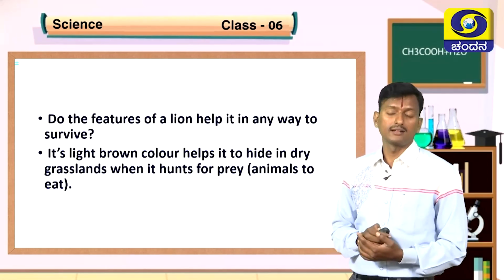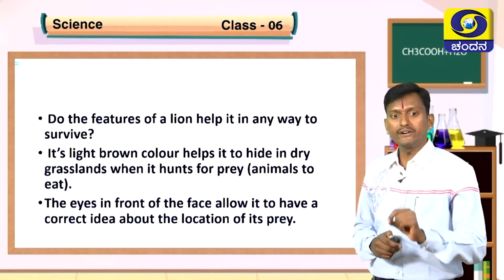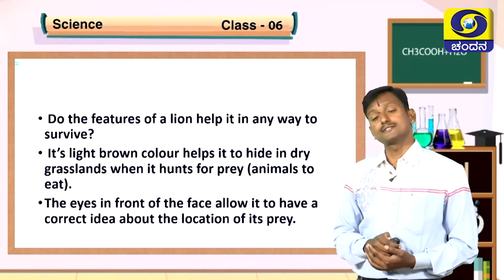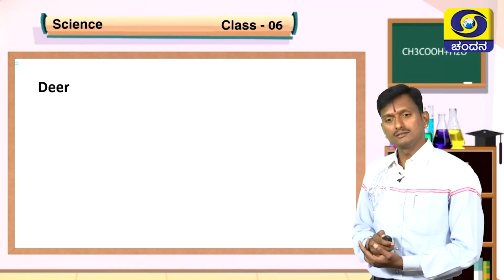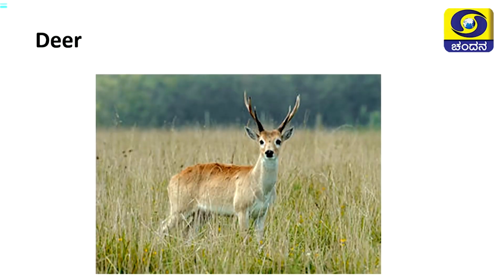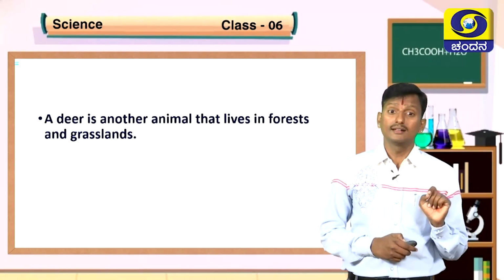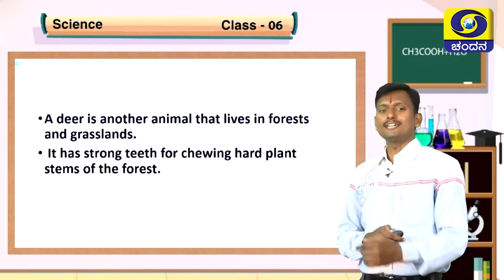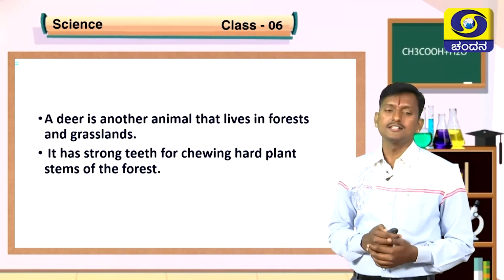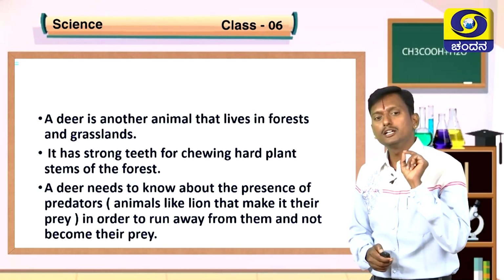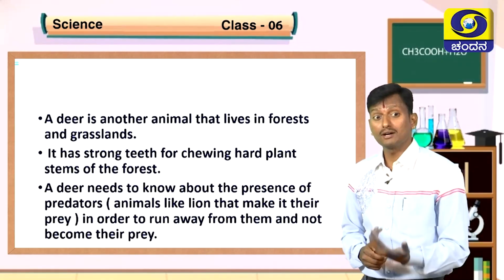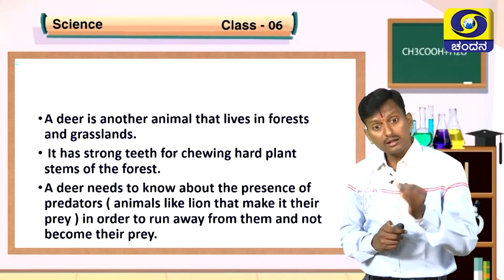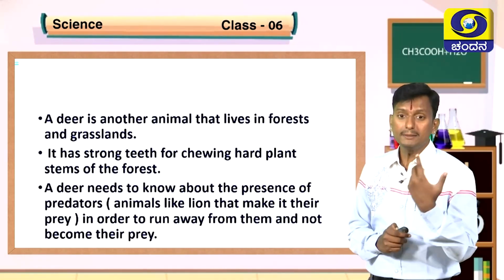The lion is there in the grass. The eyes in front of the face allow it to have a correct idea about the location of its prey. What about the deer? The deer has to survive too. So a deer is another animal that lives in forest and grassland. It has strong teeth for chewing hard plant stems of the forest. A deer needs to know about the presence of predators like lion and cheetah.